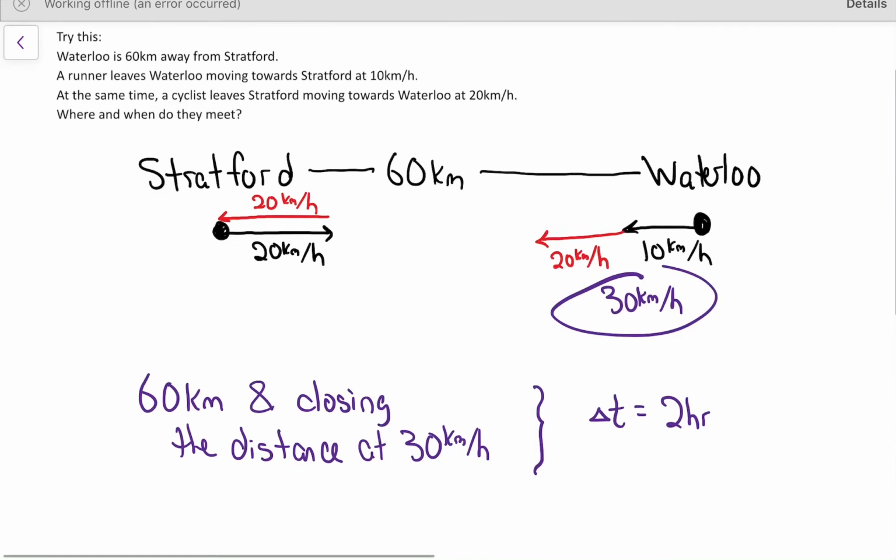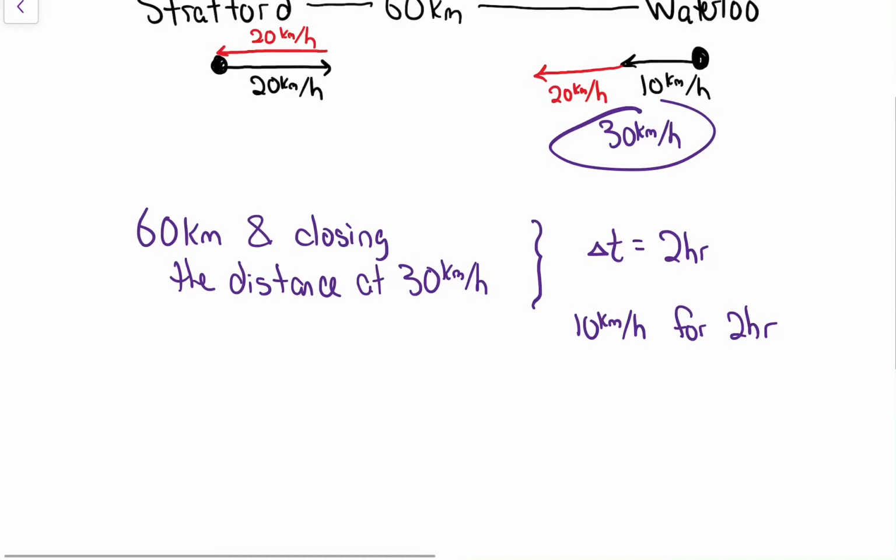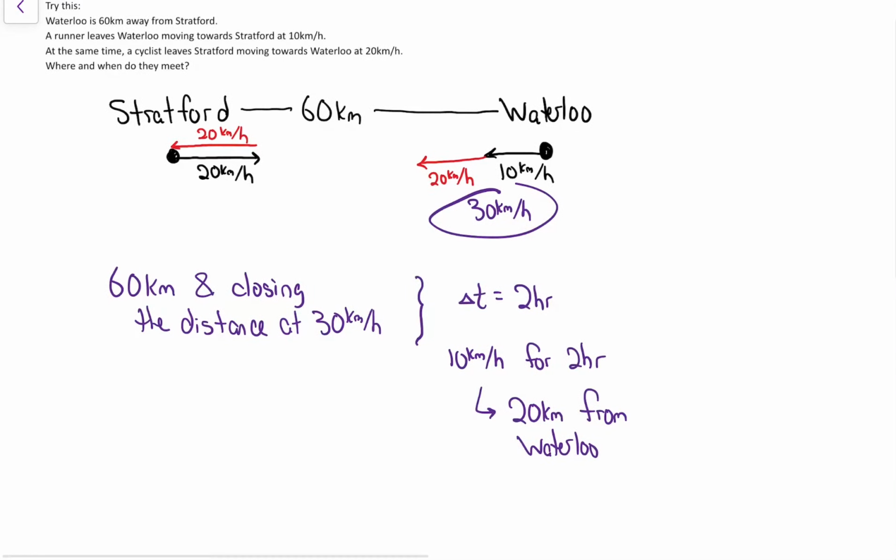To figure out the where they meet, you can just pick one of them. Let's go with Waterloo. The Waterloo runner did 10 kilometers an hour for 2 hours. Again, that's kind of intuitive. 10 kilometers per hour for 2 hours means the Waterloo person moved 20 kilometers. So to answer the question, they meet 20 kilometers away from Waterloo, which would be equivalent to 40 from Stratford, and they meet after 2 hours.